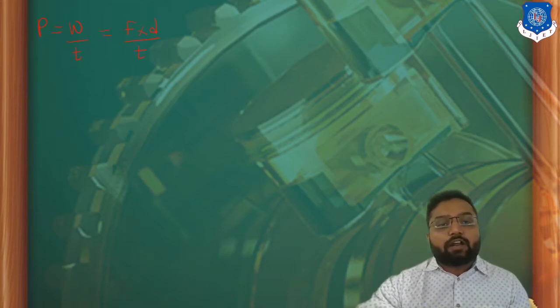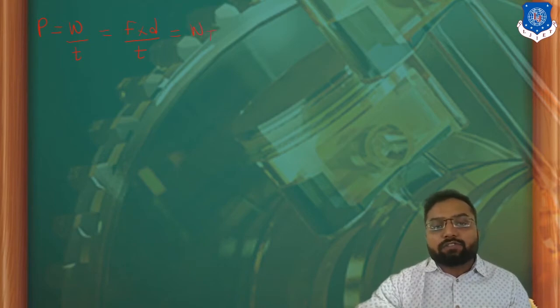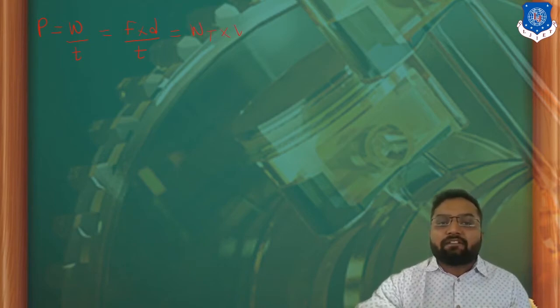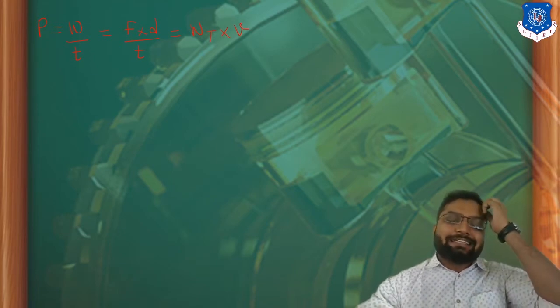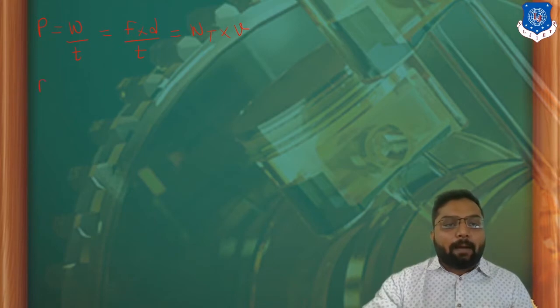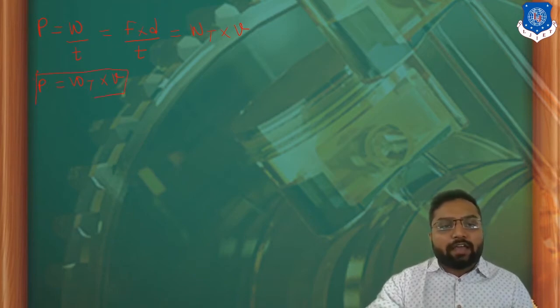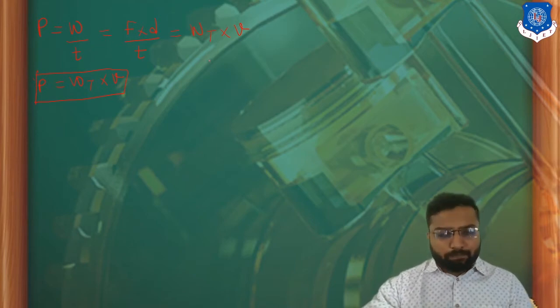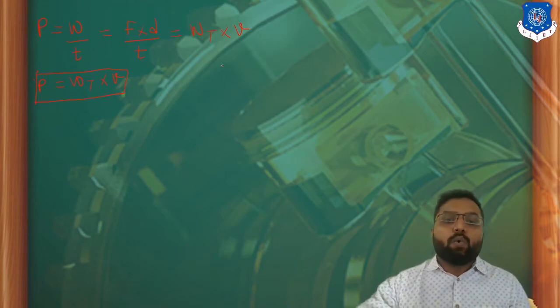For this particular case, force is nothing but our thrust force, which is Wt, and displacement upon time is nothing but our velocity. Here in this case it is linear velocity, or you can say peripheral velocity. So ultimately power is going to be defined by Wt into velocity. So to find out this power, all we have to find is Wt and velocity. Clear? So let's first find out velocity.